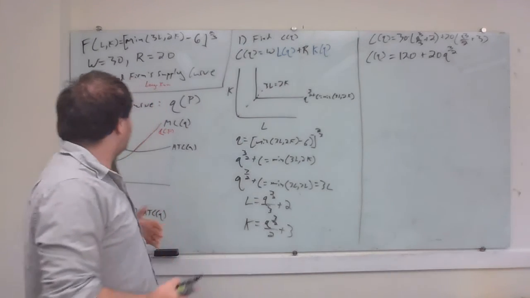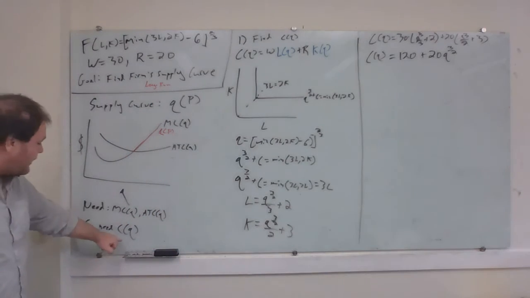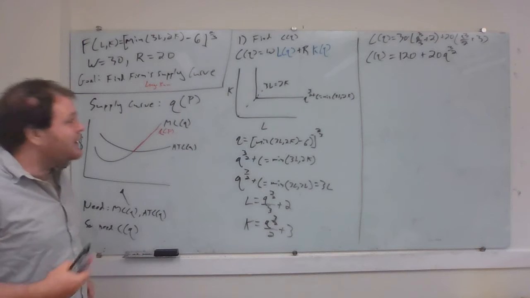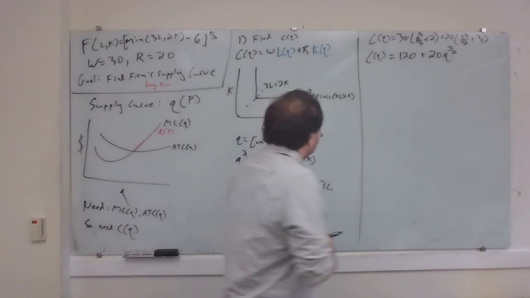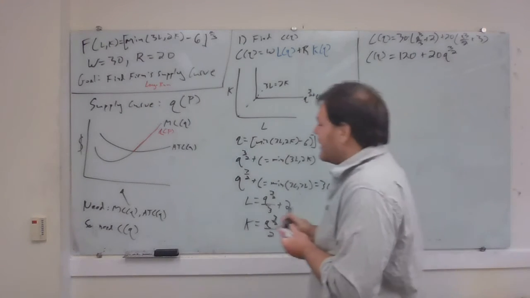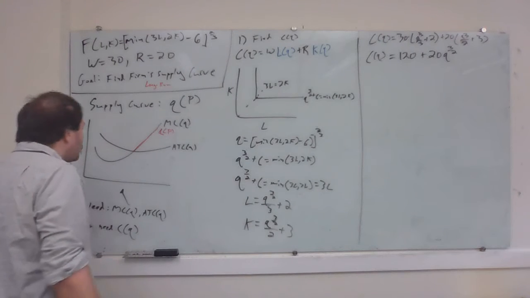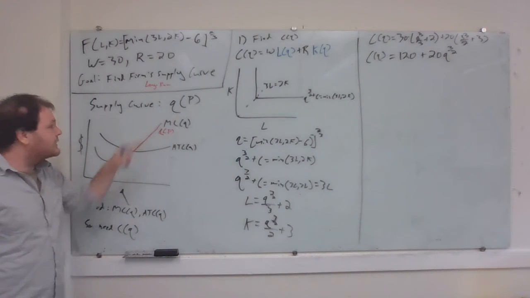So now we know how much it costs to produce Q units of output for any given value of Q, right? We've gotten our first goal here, our intermediate goal. So what do we want to do from here? Well, from here, we're going to want to find our marginal cost, and we're going to want to find our average total cost, so that we can find our supply curve.